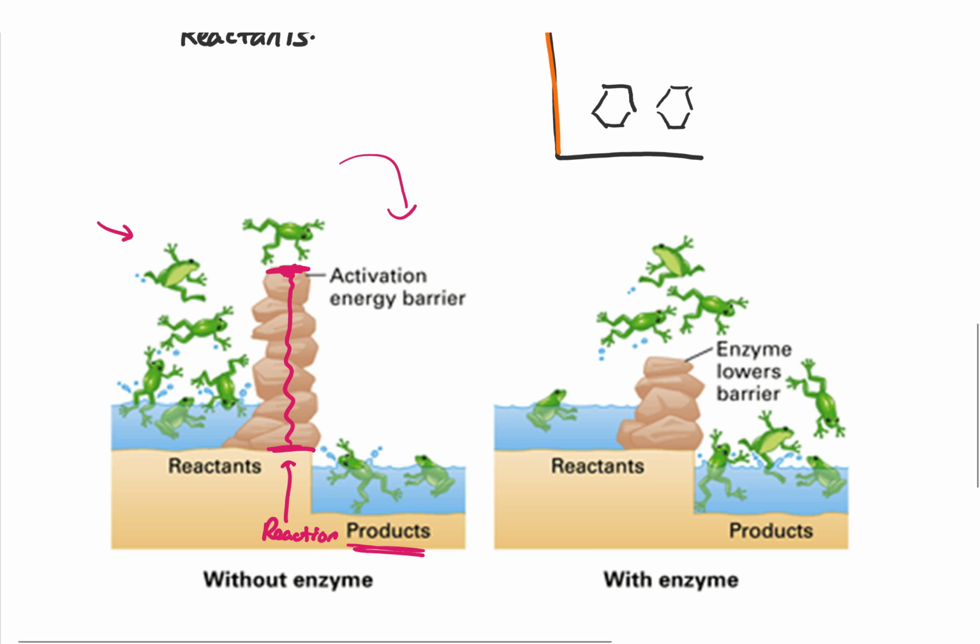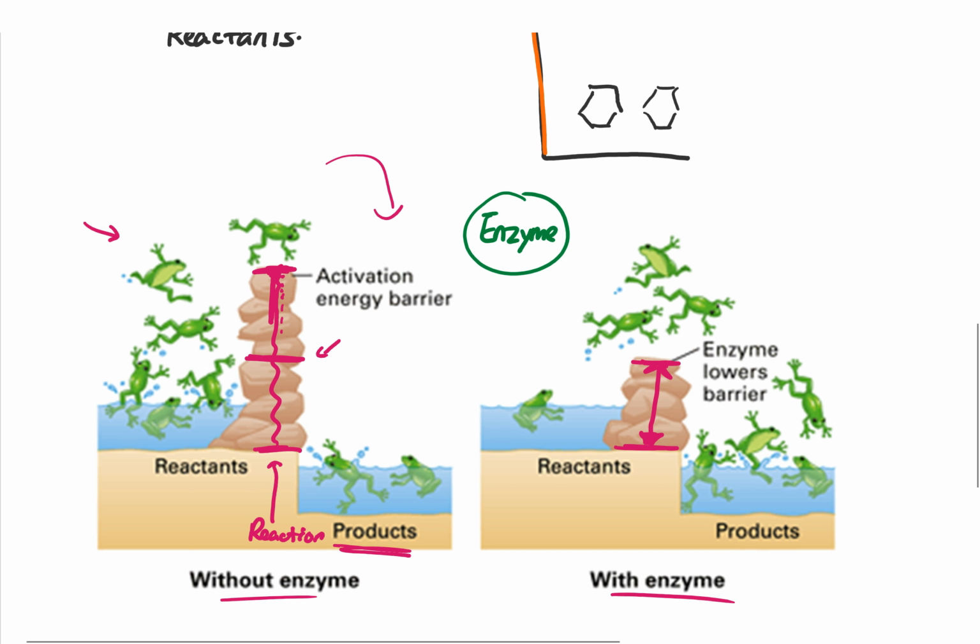What enzyme does is that it's going to lower this activation energy. This energy barrier is going to be lower, or even taken away. So maybe somewhere like here, right? So when you have an enzyme, this energy barrier suddenly becomes lower as compared to this one, right? So this is without enzyme and this is with enzyme. Enzyme comes in, the energy barrier is lower, so what you can see is that more frogs can jump over to become products. So that is the role of enzyme.